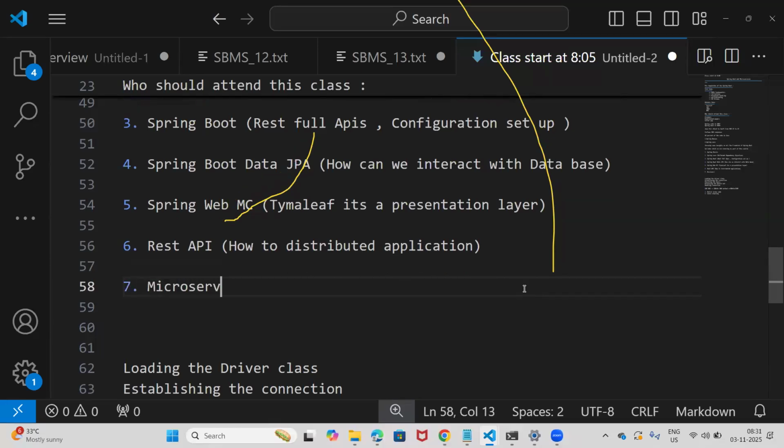Then comes microservices, guys. My question is, is microservices specific to Java, or specific to some technology? No, no. It is an architecture. It's a design approach, a design pattern, guys. So we can have a microservices concept in .NET, in Spring Boot, in Python, Node.js, anything you can integrate, guys.